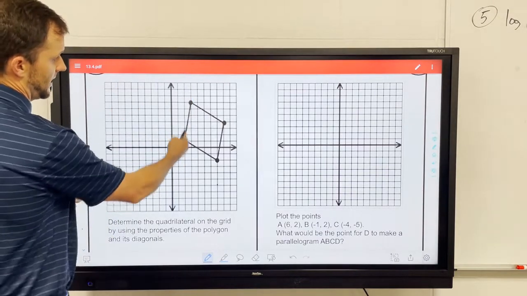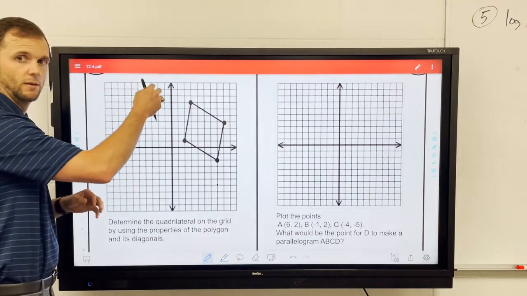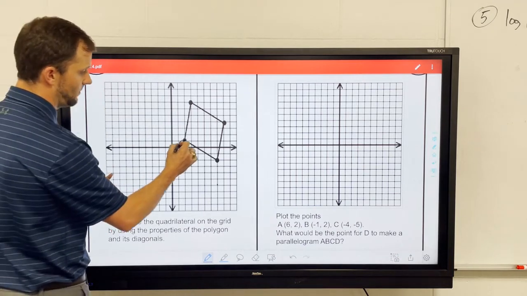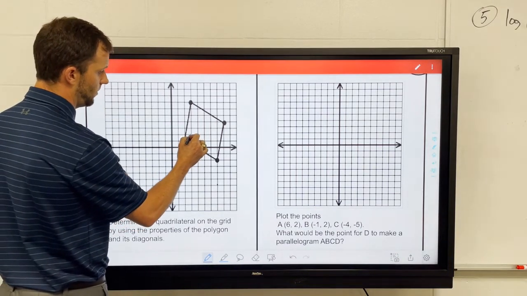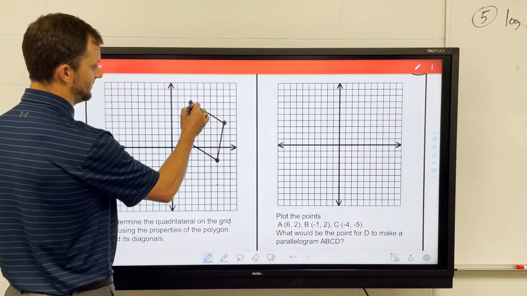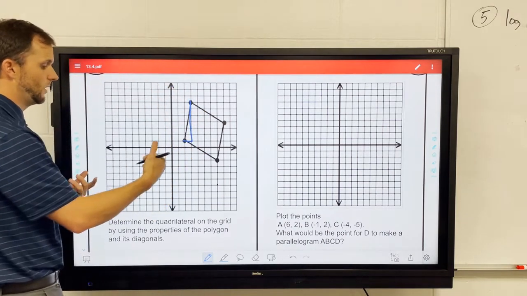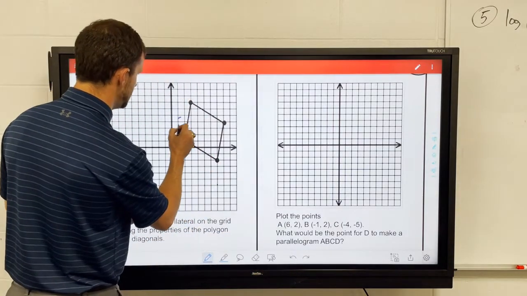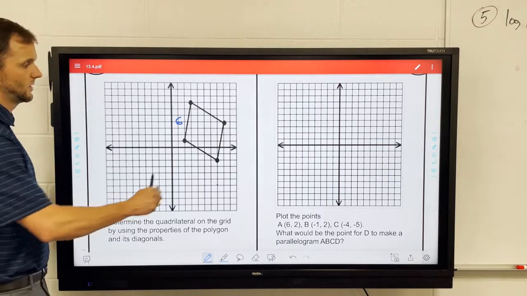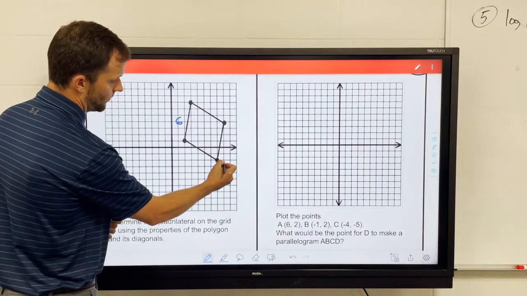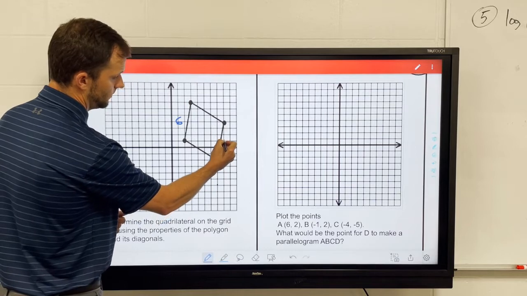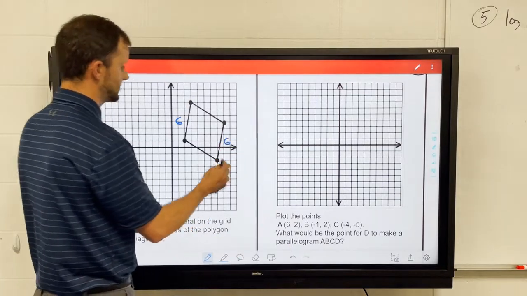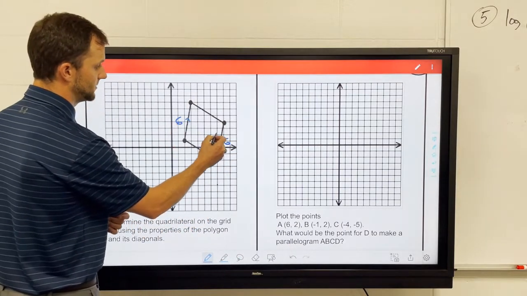So right now let's look at this line here. I can do that by using the slope formula, or I can just count over and up, just like I always do, rise over run. So I'm going to go over 1 and up 1, 2, 3, 4, 5, 6. That would be 6 over 1, which is just a slope of 6. Now I'm going to look at the line opposite of that. I go over 1, then up 1, 2, 3, 4, 5, 6. So that has a slope of 6, which means this line is parallel to this one.